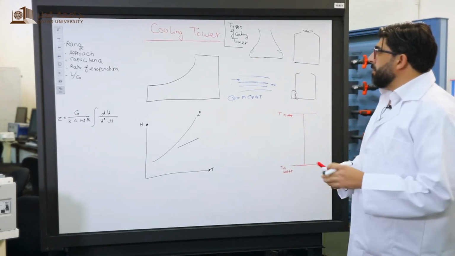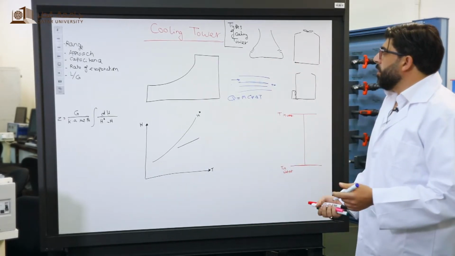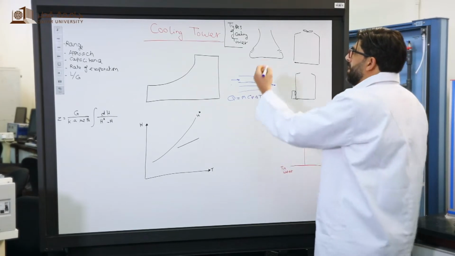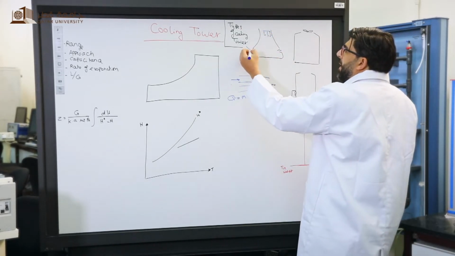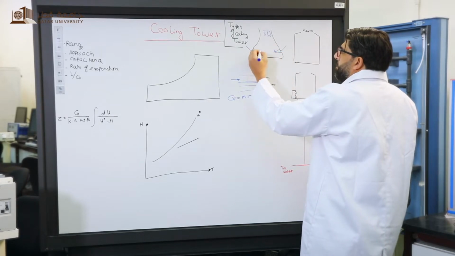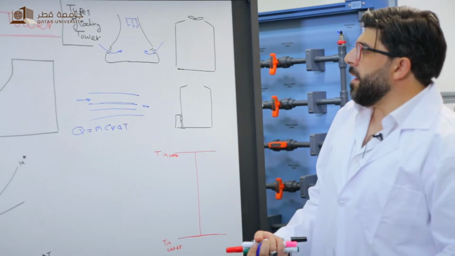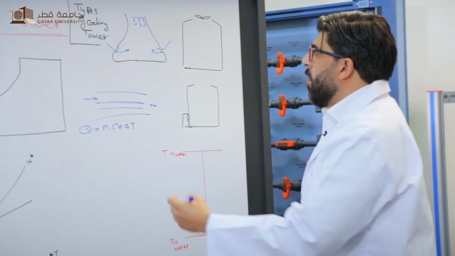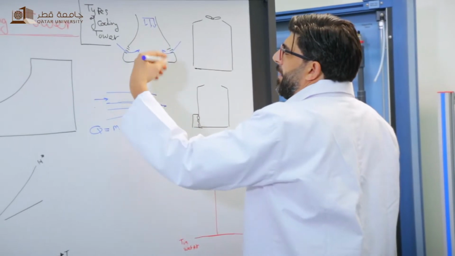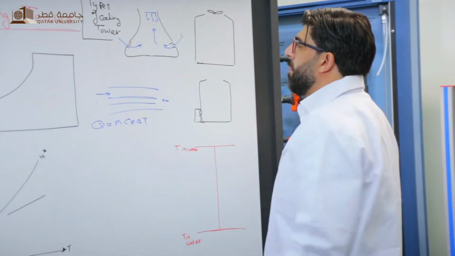We have different types of cooling tower. We have the natural operating cooling tower. It works by nature: if I put the water from the top to the bottom and air comes from the bottom, when the air is mixed with water, the density of the air becomes less and it goes to the top, so new air comes from the bottom.